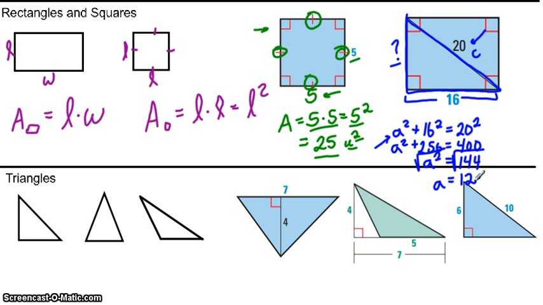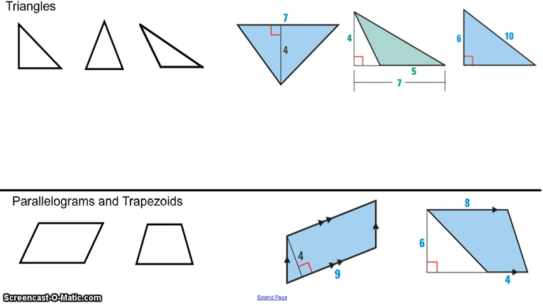And taking a square root of both sides, I get that a equals 12. And so this missing side right here, I now know is 12. Now that I've got both the width and the length of this rectangle, I can multiply 16 times 12 to get 192 square units. Next up, triangles.